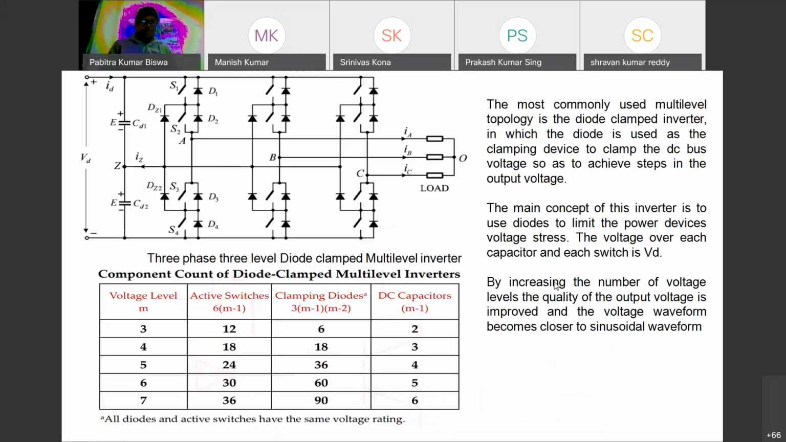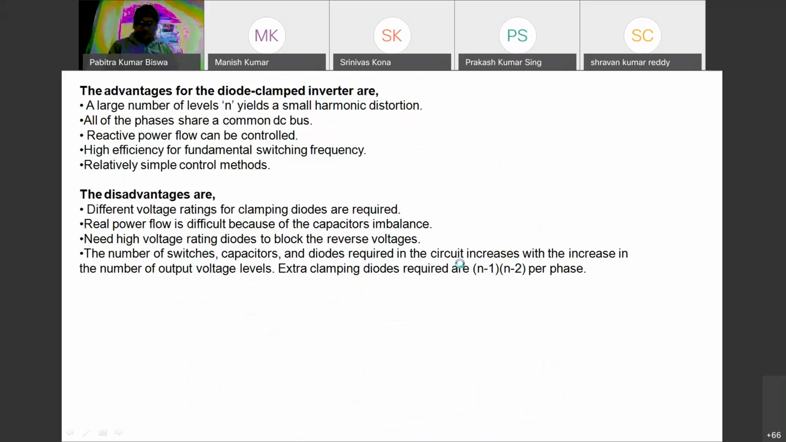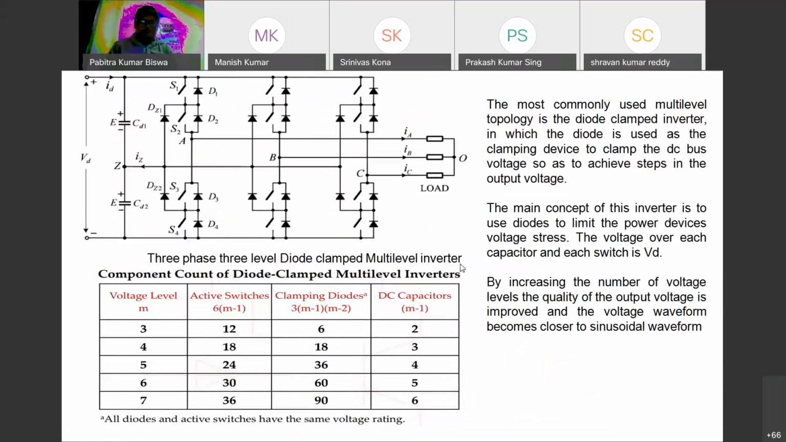Now, the three-phase diode clamped multi-level inverter. The most commonly used multi-level topology is the diode clamped, where diodes are used for clamping. So how do we decide the voltage level? Suppose the voltage level m is 3. Then the active switches will be 2(m minus 1), that means 12 for three phases. Similarly, the clamping diodes will be 3(m minus 1)(m minus 2), which is 6. And the DC capacitors will be m minus 1, that means 2.